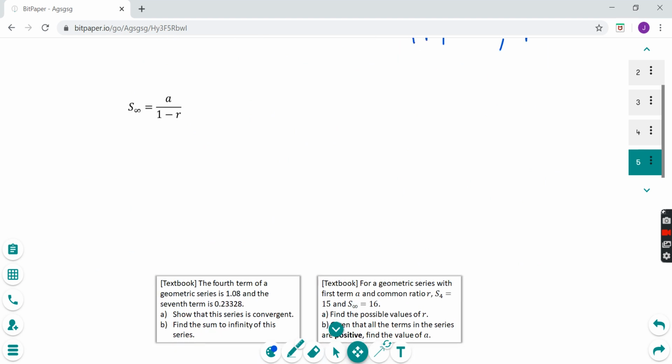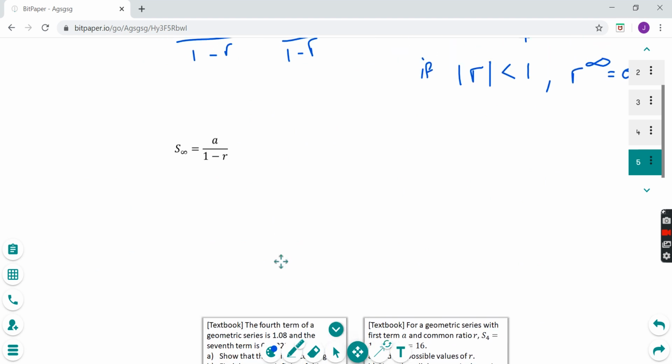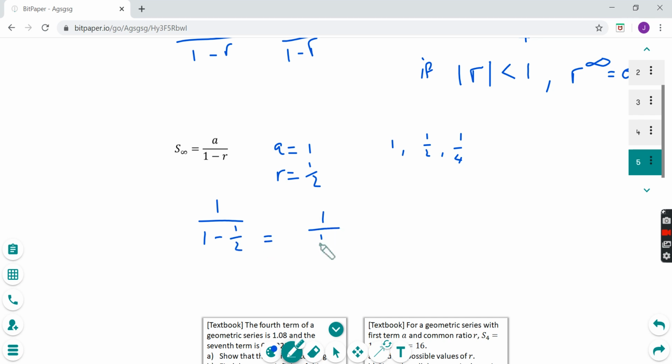What we can do with it now is we can take some numbers and plug them in. So let's do the initial one. The initial one we said for 1, a half, a quarter. We said a is 1, r is a half. What's going to happen? It's 1 over 1 minus a half, which is the same as 1 divided by a half, so it's 2. So there you go. We've actually shown where that result now comes from.